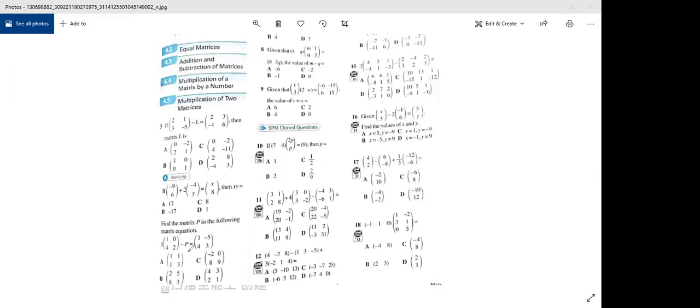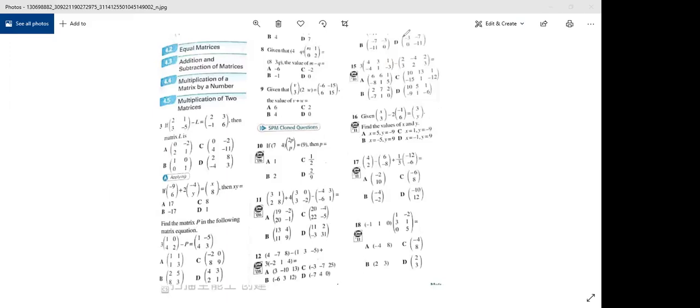So we go through the SPM clone now. Because SPM clone can tell you what is the format of what usually SPM comes out on the question.